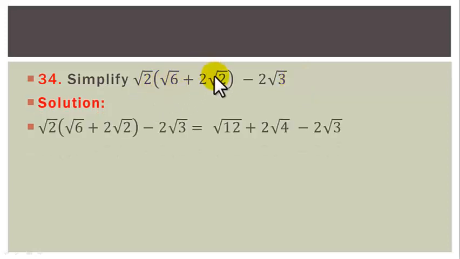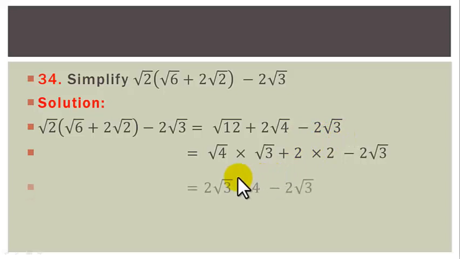Open the bracket to give us square root of 2 times square root of 6. That will give us square root of 12, plus square root of 2 times square root of 2. That is equal to 2 times square root of 4, minus 2 root 3. This is equal to square root of 12, which can be expressed as square root of 4 times square root of 3, plus square root of 4 is 2, so plus 2 times 2. Then minus 2 root 3.